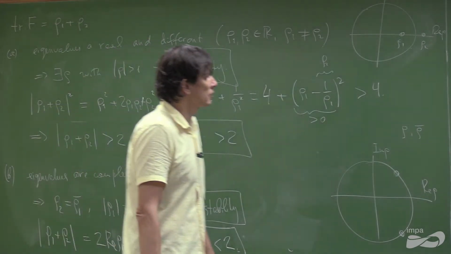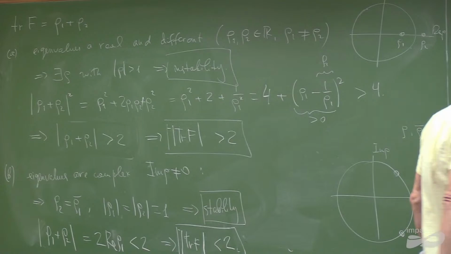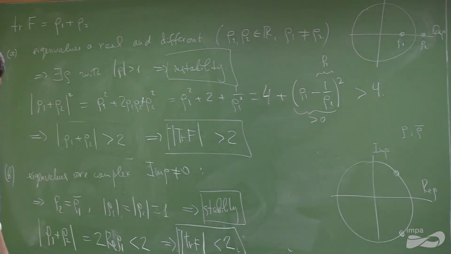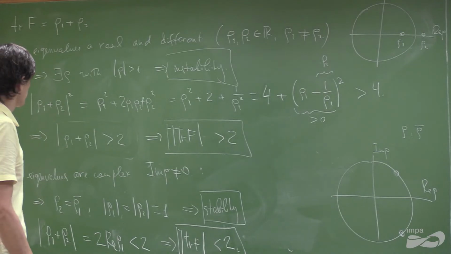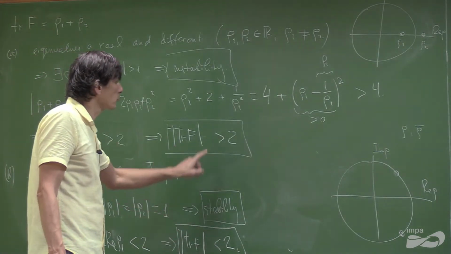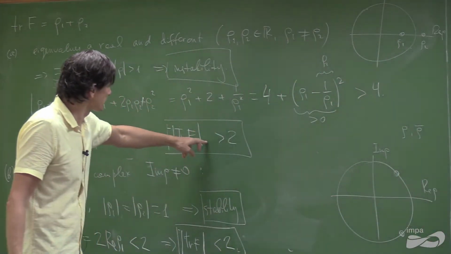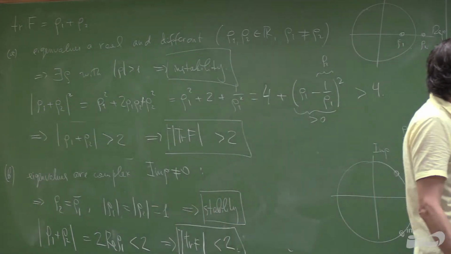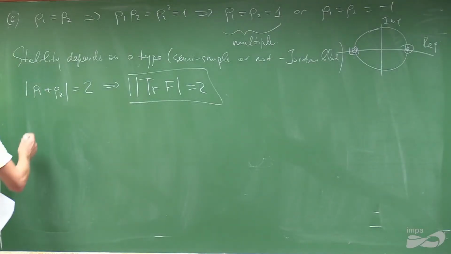So in that case, absolute value of the trace is 2. So we classified all three cases: instability, stability, and then there's the boundary case. And what we also found is that you can distinguish these cases just by looking at the trace. If the trace is bigger than 2, you know it's case A. If the trace is smaller than 2, you know it's case B. And if it is equal to 2, you know it's case C. So that we can make a summary.